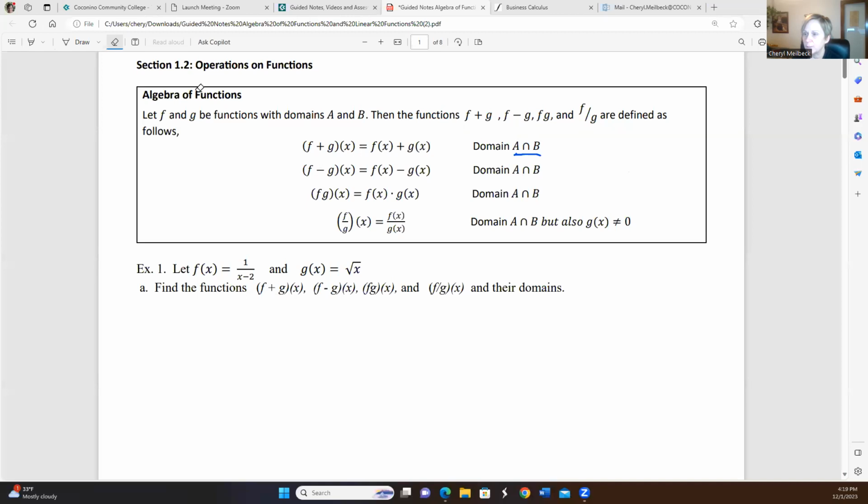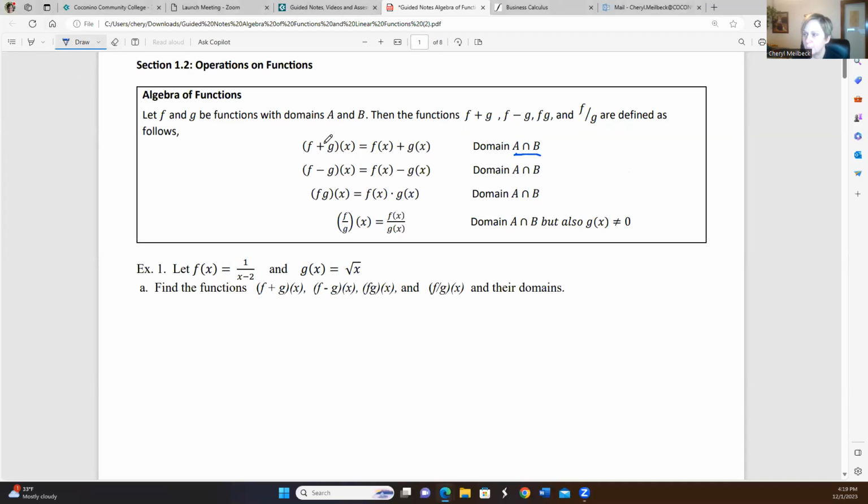In this video, we are going to be looking at operations on functions and at linear functions. We're going to start with section 1.2 on operations on functions. What we mean by operations are adding, subtracting, multiplying, and dividing functions.